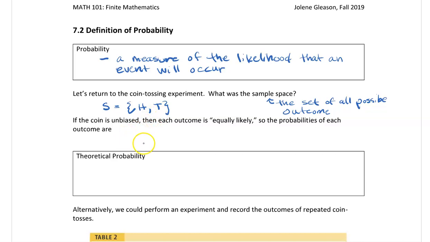If the coin is unbiased, then each outcome is equally likely. We have two possible outcomes, and one event is heads and one event is tails. So the probability of heads is 1/2: one event is heads out of two possible outcomes. Probability of tails: one event is tails out of two possible outcomes. That's easy enough. You probably already knew that.